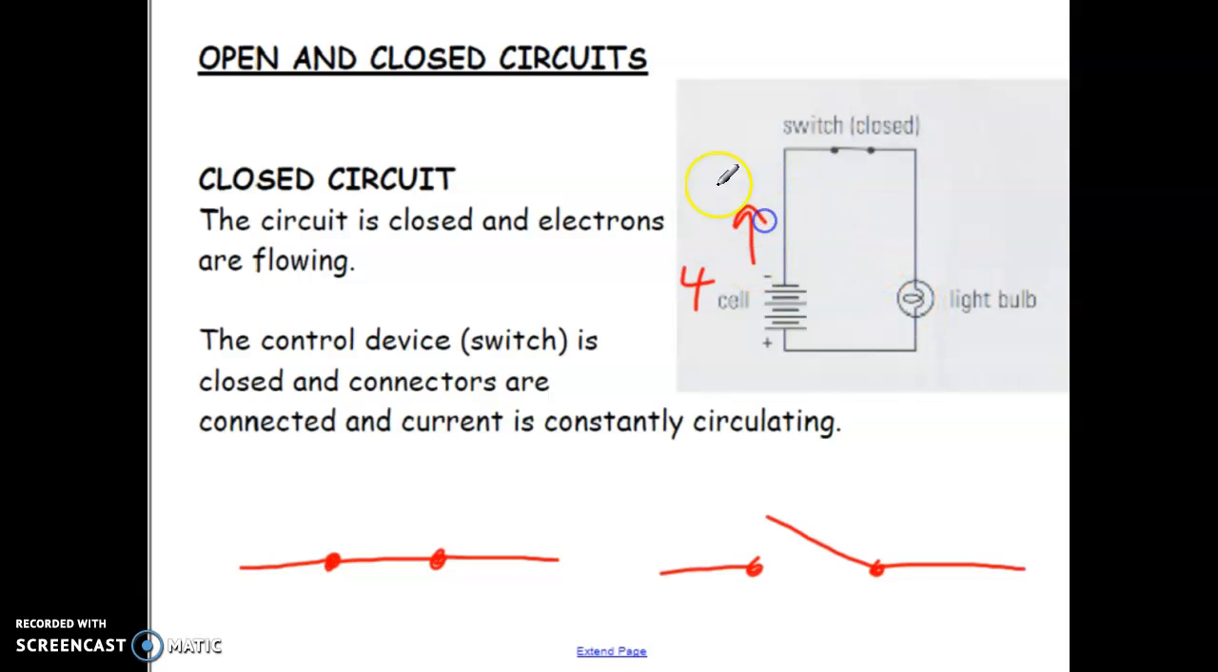The electrons are leaving the negative terminal, moving throughout, and coming back into the positive terminal. As they travel along, they go through the switch, through the light bulb, and then back into the battery. Keep in mind, this is considered to be a closed circuit, meaning everything is properly running. So in this case, this light bulb would actually be turned on.